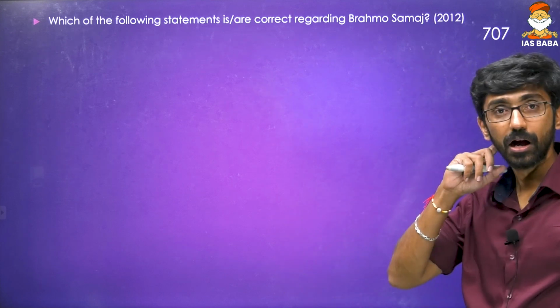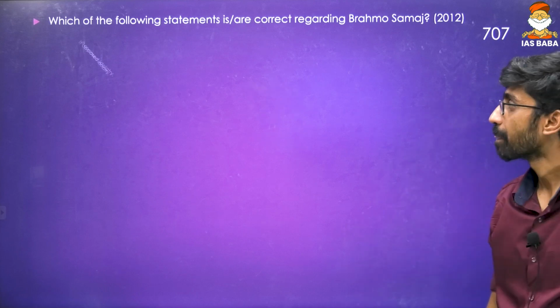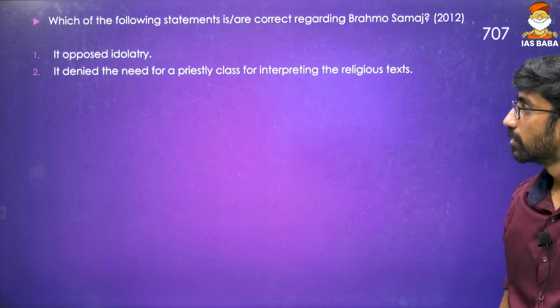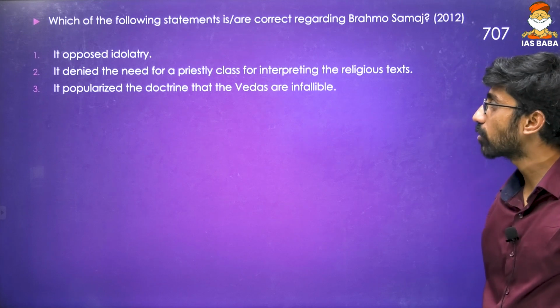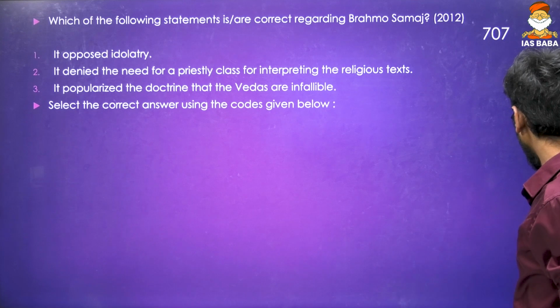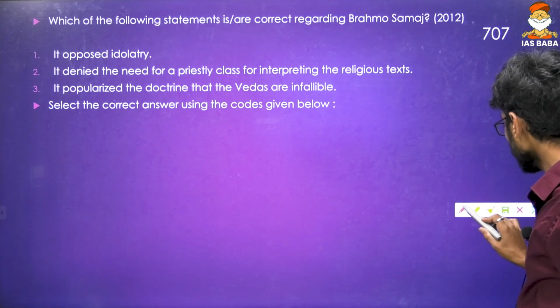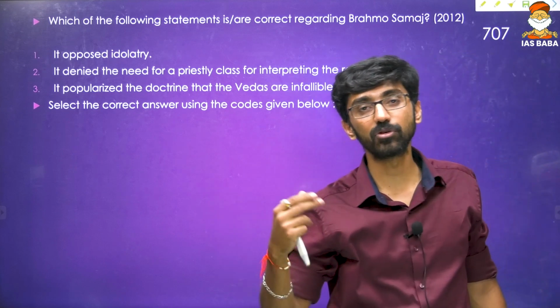And one particular question about the social religious reform movement is about Brahma Samaj. Go back to 2012. It opposed idolatry. Then it denied the need for a priestly class for interpreting the religious texts. It popularized the doctrine that Vedas are infallible. Of course, Brahma Samaj, we can talk about Raja Ram Mohan Roy. It opposed the priestly classes, it opposed idolatry, it opposed image worship.